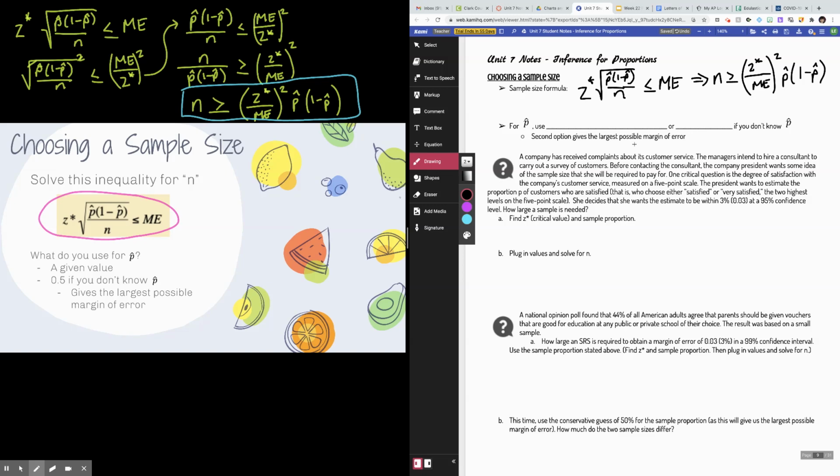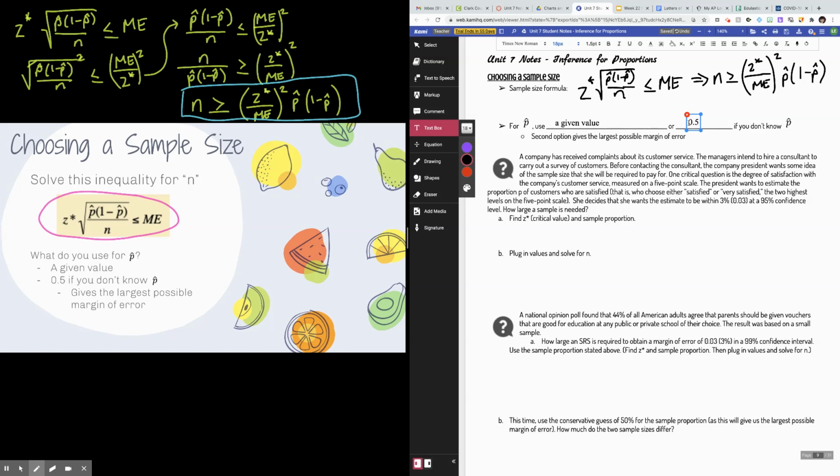Now the question becomes, what do you use for p hat? If it's given to you in the problem, like they give you a sample proportion, use that. So either use a given value, or if they don't tell you the sample proportion, use 0.5, or 50%. And the reason you do that is because that's going to give you the largest possible margin of error.